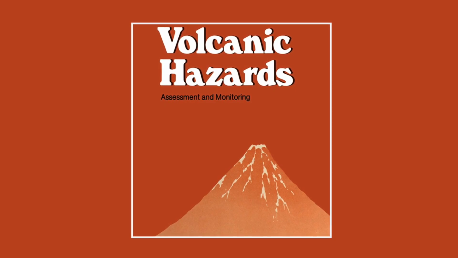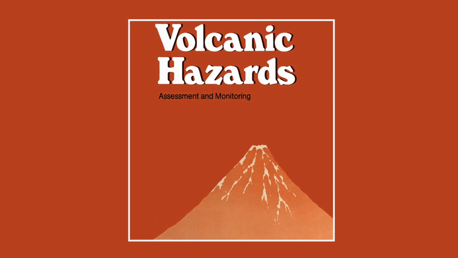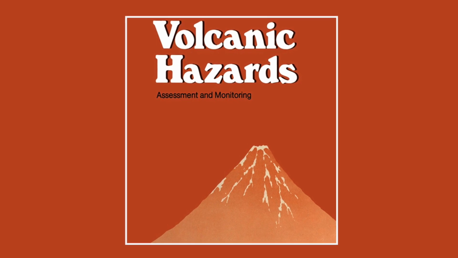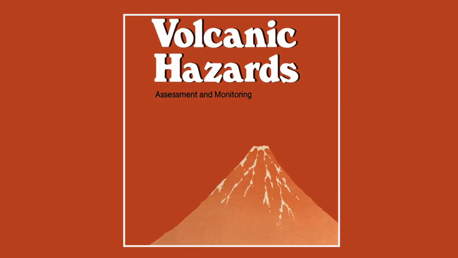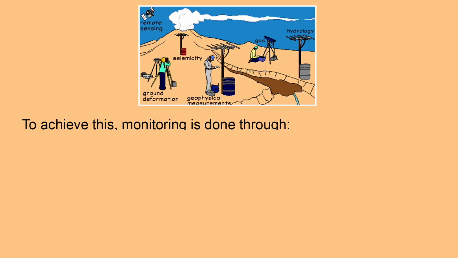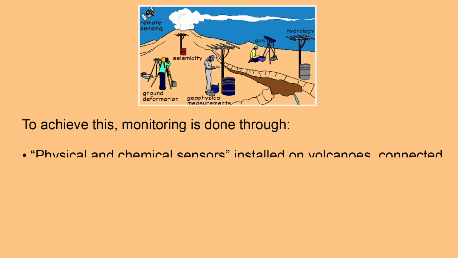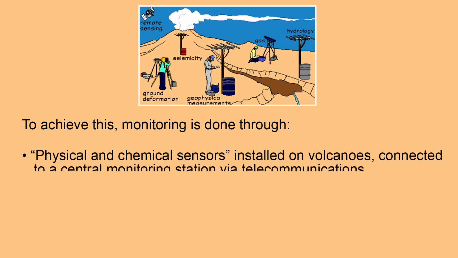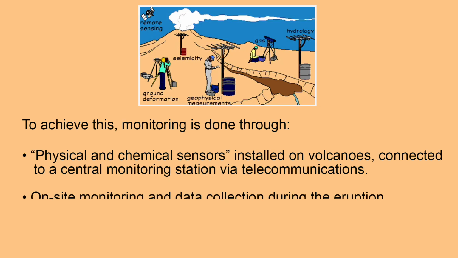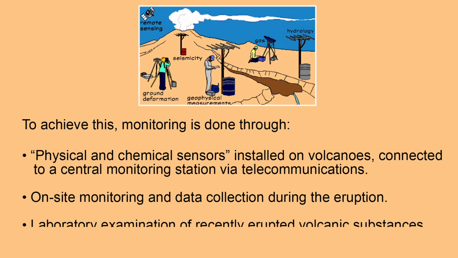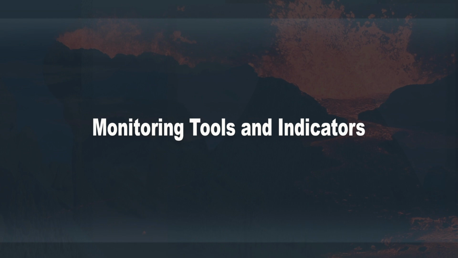The primary goal of volcanic hazard monitoring is to understand volcanic behavior well enough to predict eruptions in advance. To achieve this, monitoring is done through physical and chemical sensors which are installed on volcanoes, which are connected to a central monitoring station via telecommunications. The next one is on-site monitoring and the data collection during the eruption. The third one is laboratory examination of recently erupted volcanic substances. Monitoring tools and the indicators.